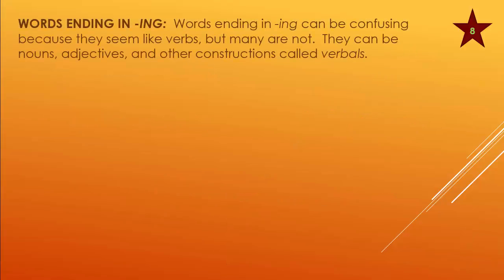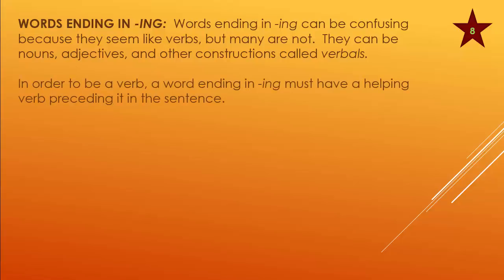Number 8. Words ending in ing. Words ending in ing can be confusing because they seem like verbs, but many are not. They can be nouns, adjectives, and other constructions called verbals. In order to be a verb, a word ending in ing must have a helping verb preceding it in the sentence.